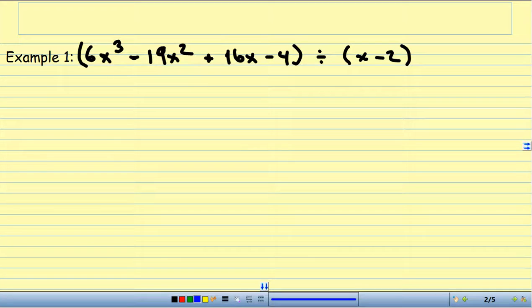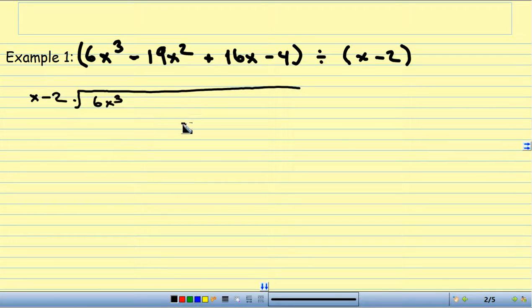So first thing we're going to do is set this up as you would a normal division problem. So we have x minus 2 on the outside. And on the inside, we're going to have 6x cubed minus 19x squared plus 16x minus 4.